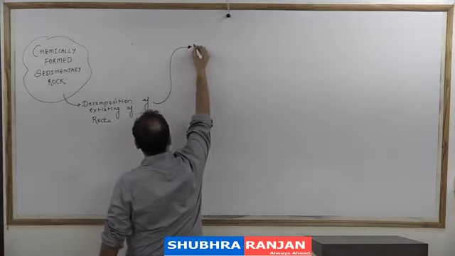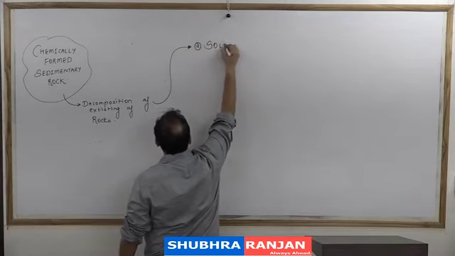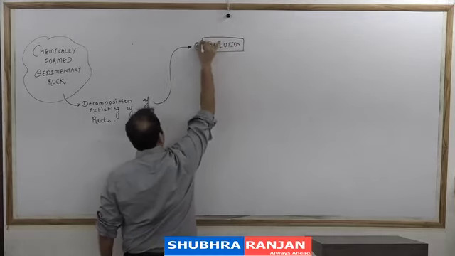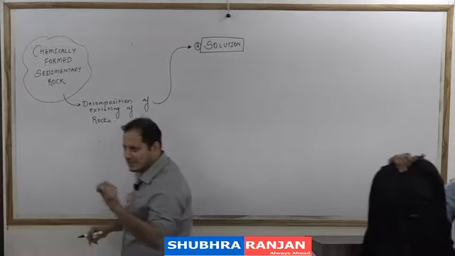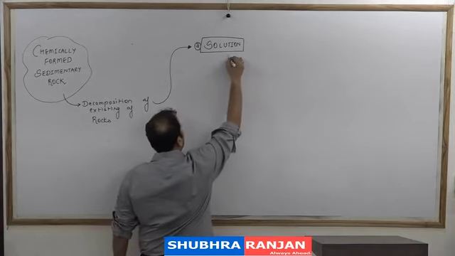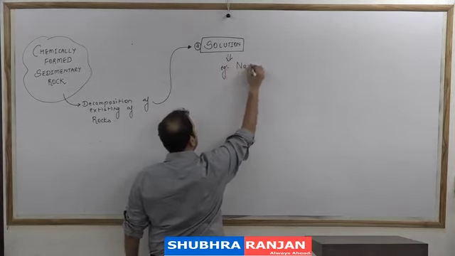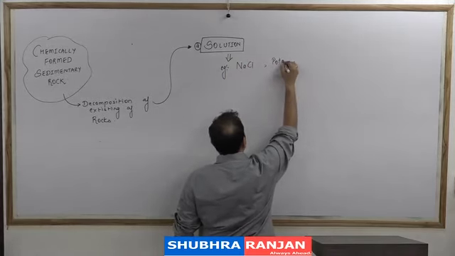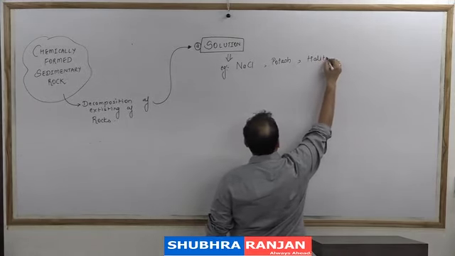Chemically formed sedimentary rocks are formed due to either the process of solution. What do you mean by solution? When the minerals get dissolved in water, as a process of solution. Example, NaCl. Example, potash. Example, halite.